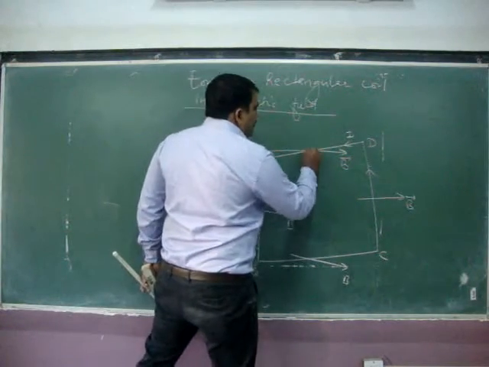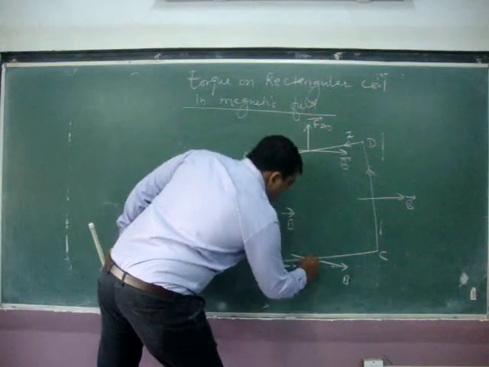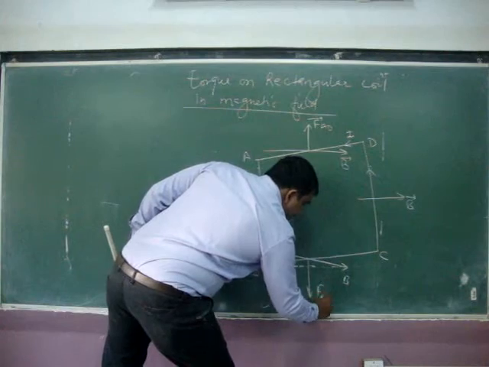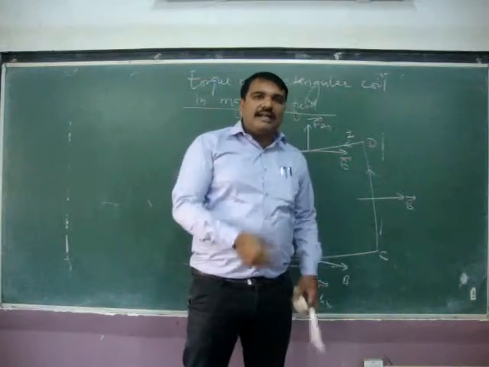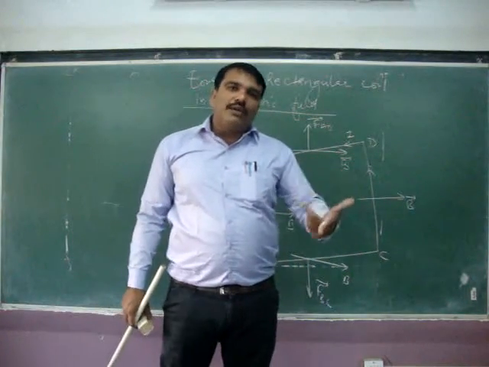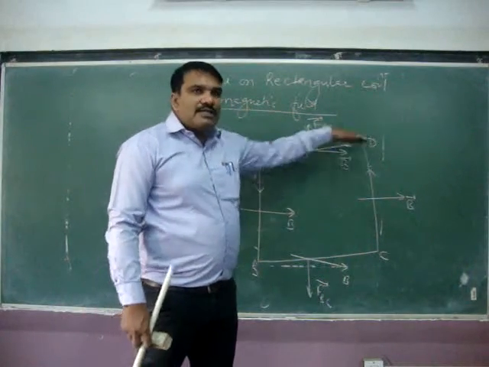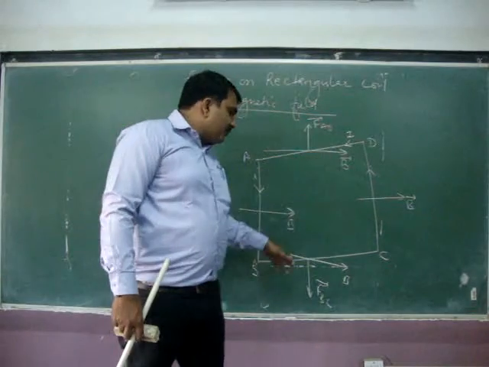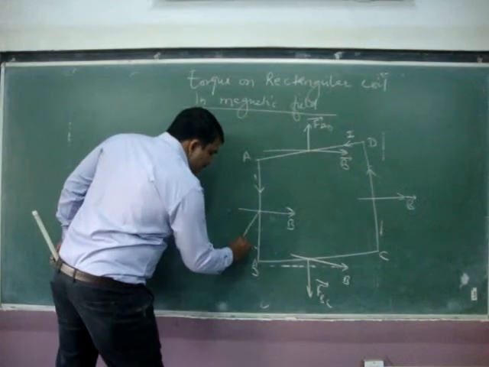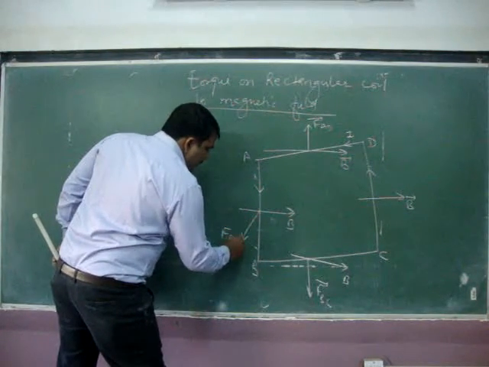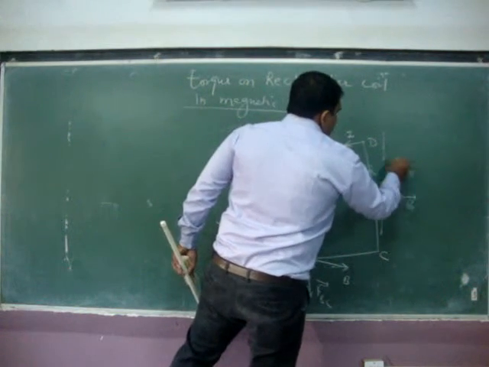So force on this wire will be upward, that is FAD, and force on this wire will be downward, that will be FBC. If we use Fleming's left hand rule, we can easily find these directions. The direction of the force on this wire will be upward, and the direction of the force on this wire will be downward. And the force on this wire will be outward like this. This will be FAB, and the force on this wire will be inward, that is FCD.